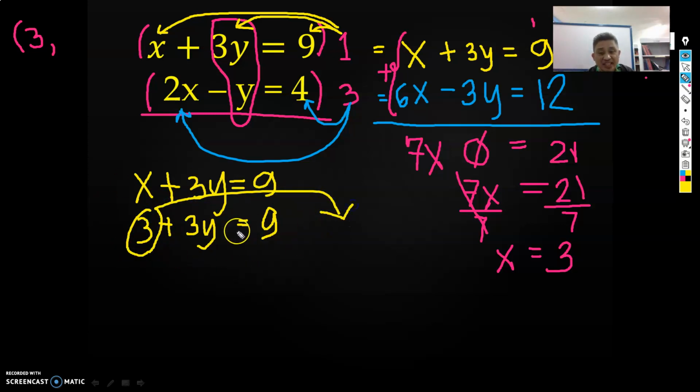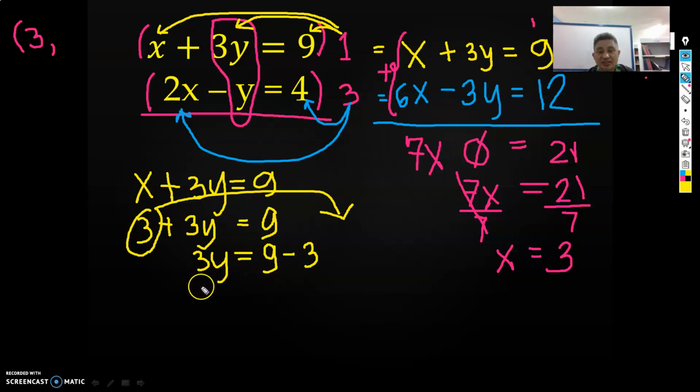Pag nilipat sa kabila at nag-jump dito sa equal sign, ibig sabihin kung positive siya dito, magiging negative siya dito. Kung negative siya, magiging positive. So, tandaan nyo lagi yun. So, 3y equals 9 minus 3.